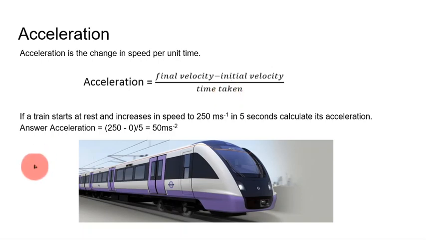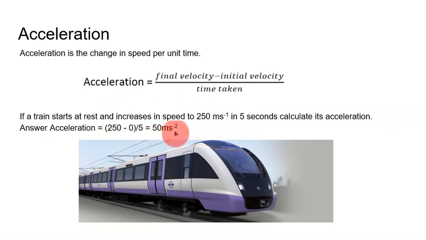Let's look at an example. If a train starts at rest and increases its speed to 250 meters per second in 5 seconds, calculate its acceleration. What's happening? It starts at rest, so it's starting from 0 meters per second. Then after 5 seconds, it's picked up a speed of 250 meters per second. What we want to find is the rate of change over the 5 seconds, or the acceleration. So the answer is final velocity, minus the initial velocity, which is 0 because the train started at rest, divided by the time taken, which is 5.